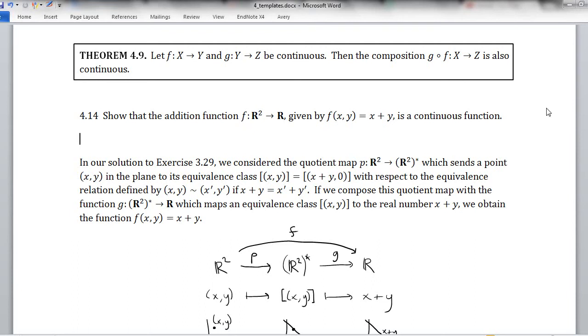Okay, let's try exercise 4.14. Show that the addition function f from R2 to R given by f of (x, y) equals x plus y is a continuous function.